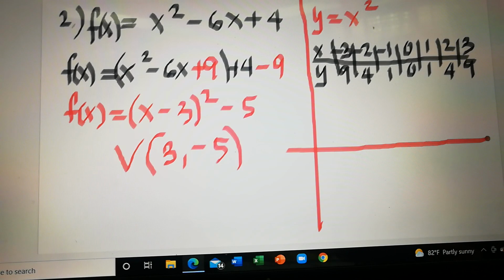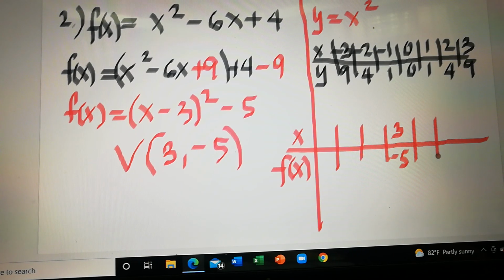Okay, so let's construct the table of values. x, f of x. The vertex is at 3 and negative 5. Again here, plus 1: negative 5 plus 1 is negative 4. Plus 3: negative 4 plus 3 is equal to negative 1. Plus 5: negative 1 plus 5 is equal to 4. This one is when x is equal to 4, 5, and then 6. When x is equal to 2, 1, and 0.